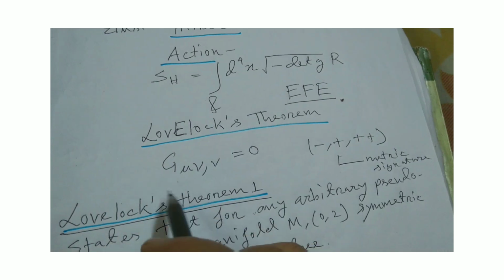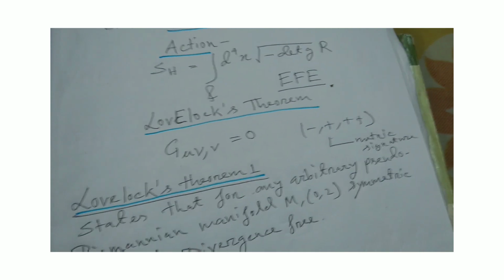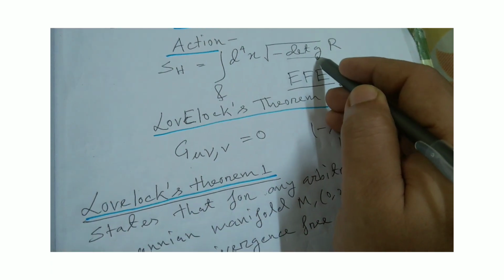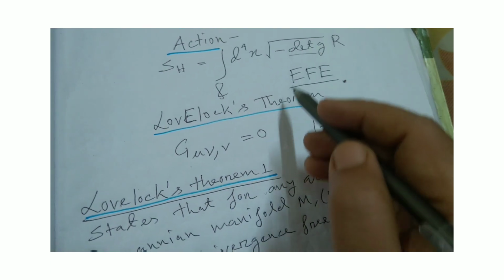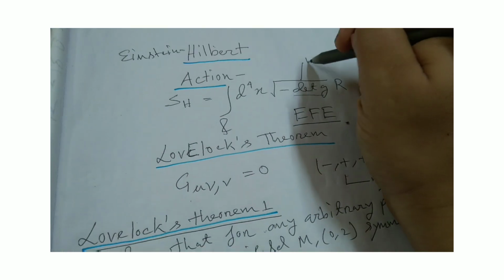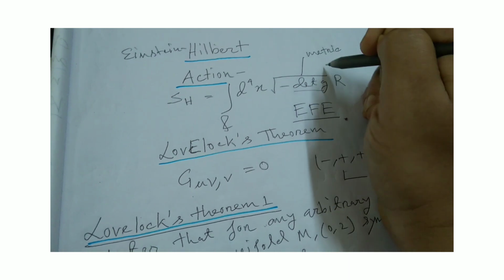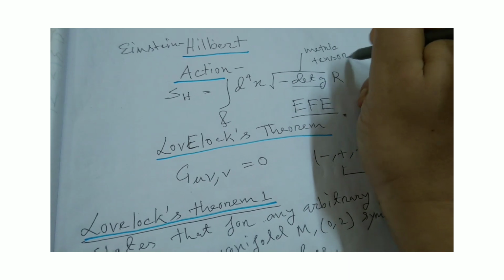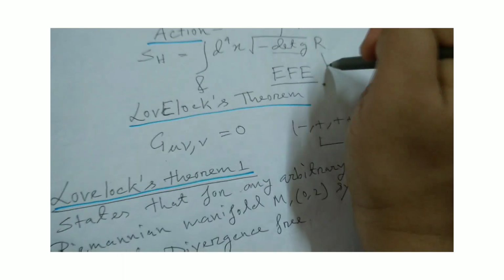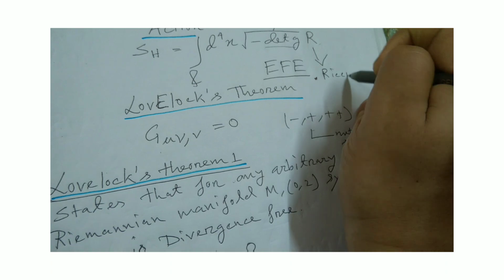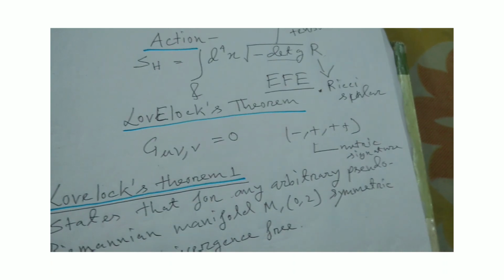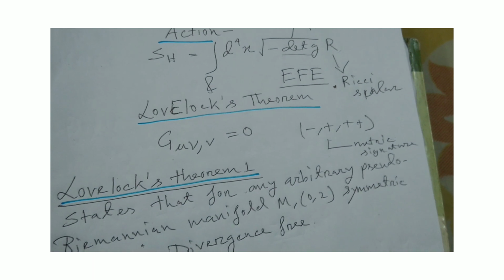so in Lovelock's theorem, G mu nu is equal to 0. Here you see det G mu nu, which means it is the metric tensor. Okay friends, I have already discussed what the metric tensor is. And R stands for the Ricci scalar.